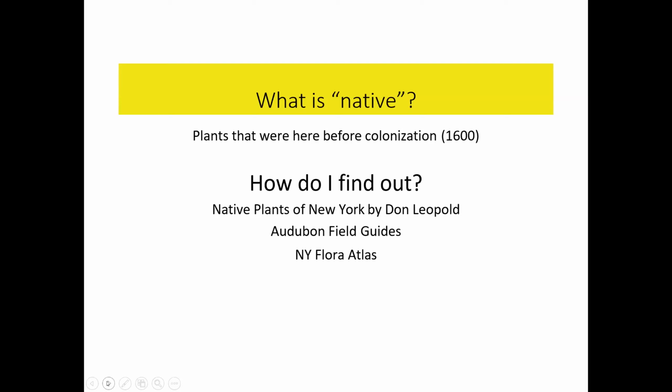And you can go to a lot of different books to find out what's native and what isn't. The Native Plants of New York by Don Leopold is an excellent book. The Audubon Field Guides will tell you if things are native. And you can also go online to the New York Flora Atlas. Just Google New York Flora Atlas, and you can type in the common name, or if you know the scientific name, you can use that too. Either way, it will tell you if a plant is native or not.